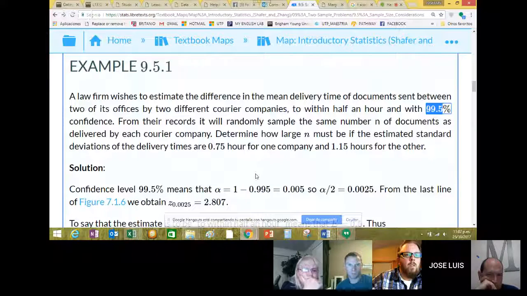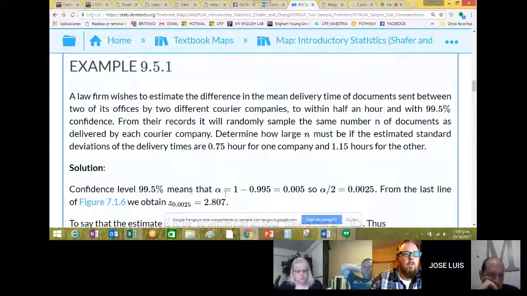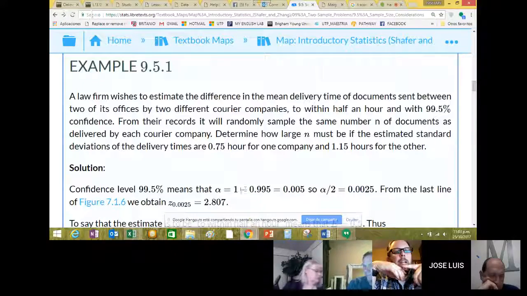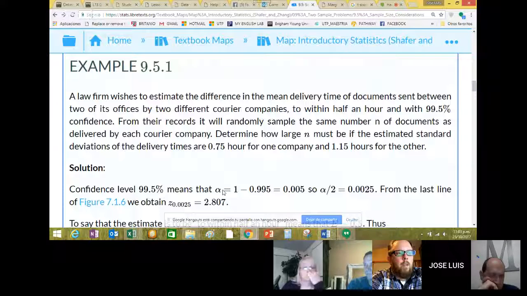With 99.5% confidence. I don't know why they subtract from 1, but 1 is all of your number. Remember, when we're figuring your confidence level, 1 is absolutely everybody. So they're figuring a 99.5% confidence level, but your alpha would be 0.005 in this instance. For us, it's 0.05.